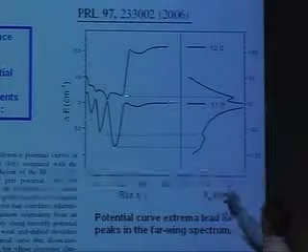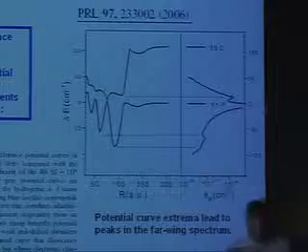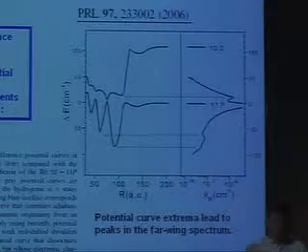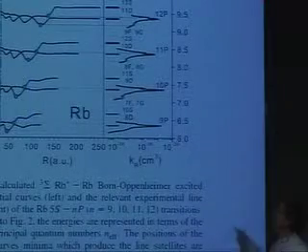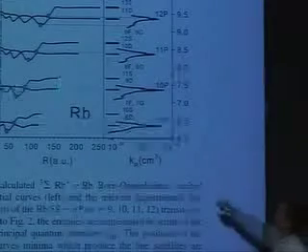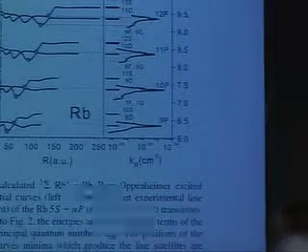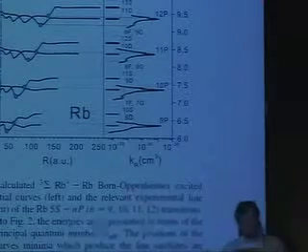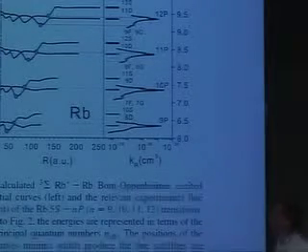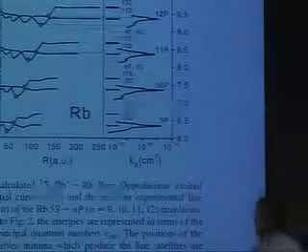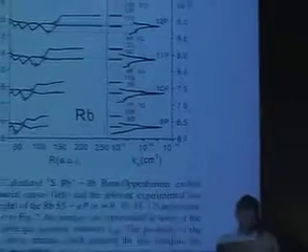And there are correlations that seem to persist over not just one, but many different spectra they see. There's a correlation between these main extrema and the potential curves. So this is, again, some of the earliest evidence in support of these oscillatory potential curves.